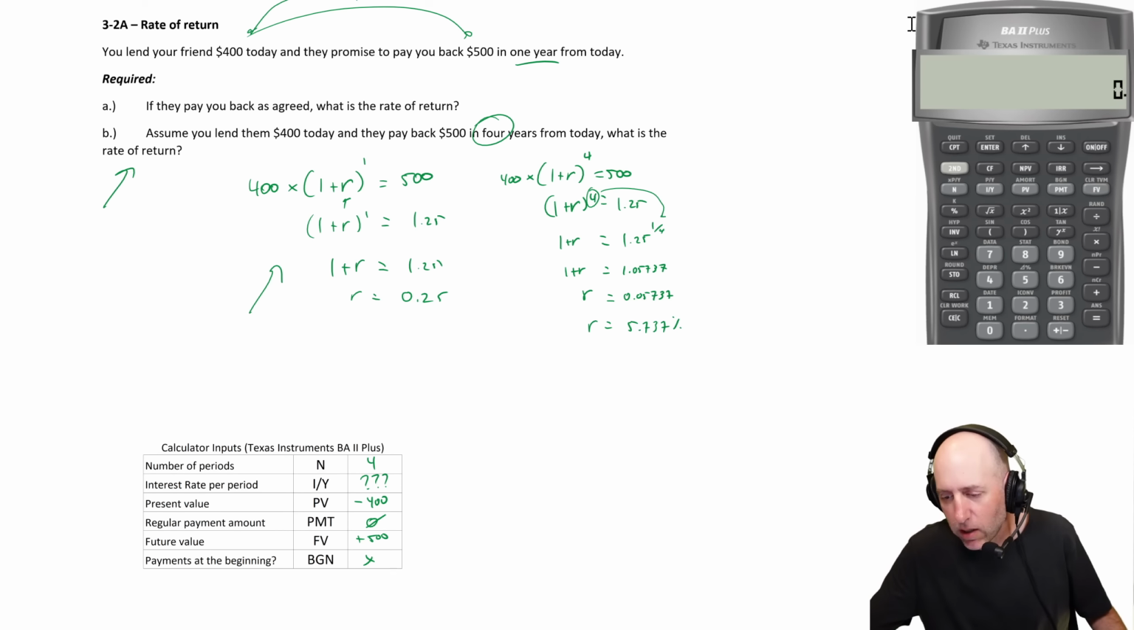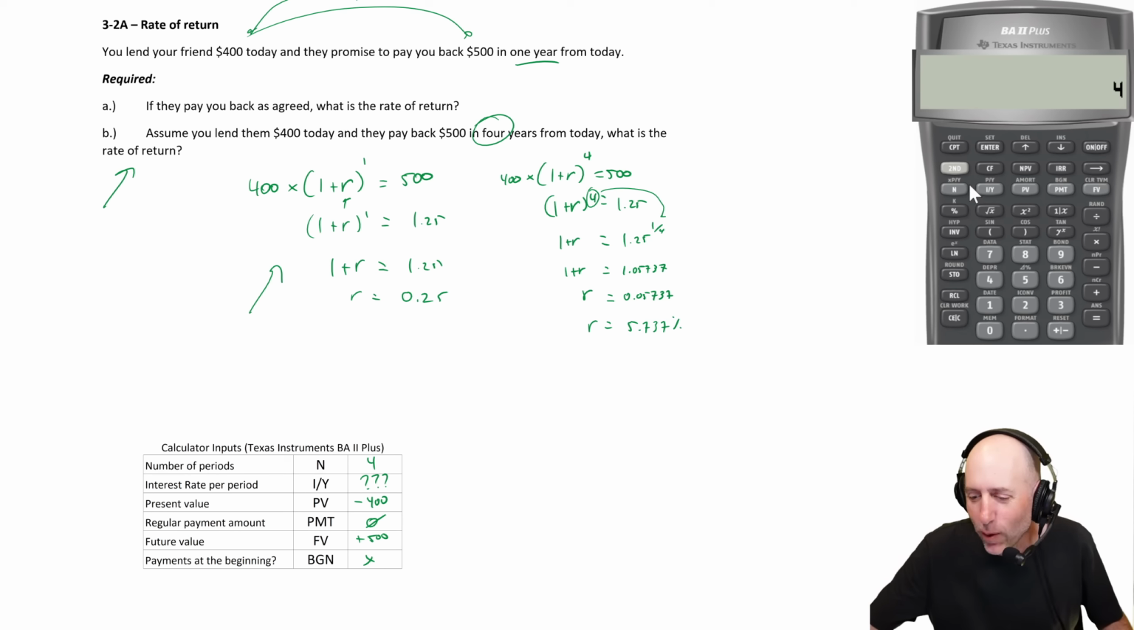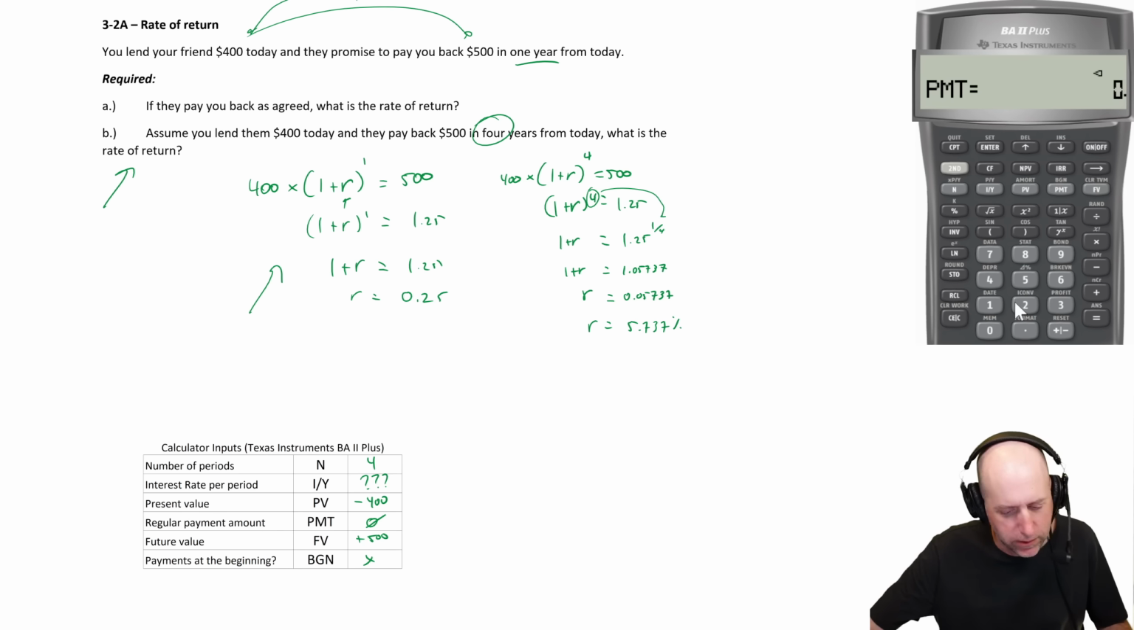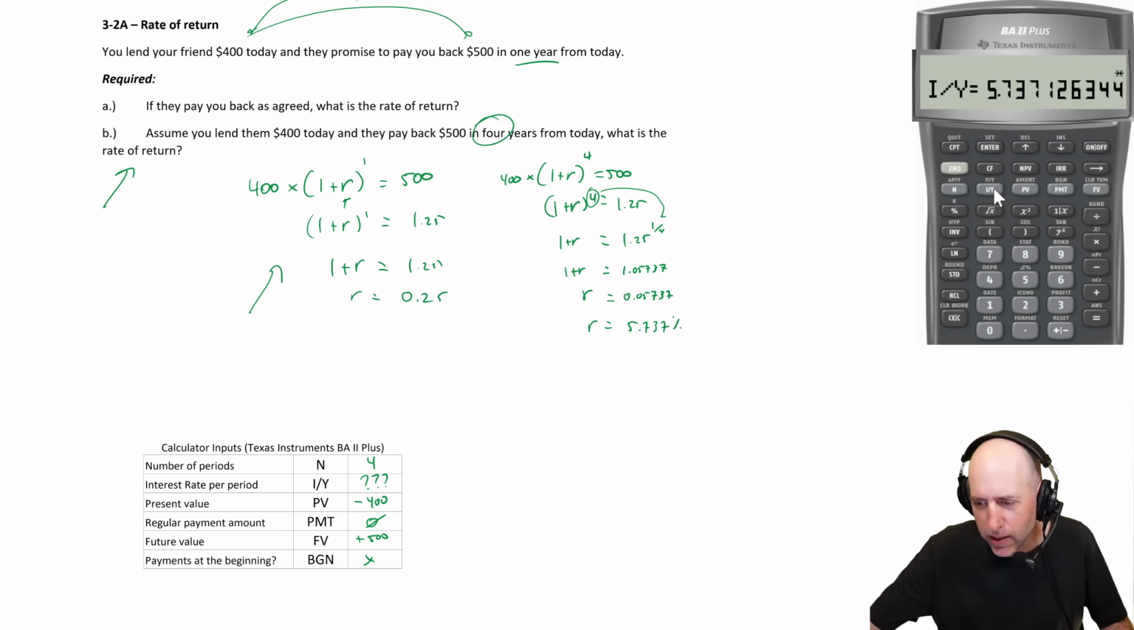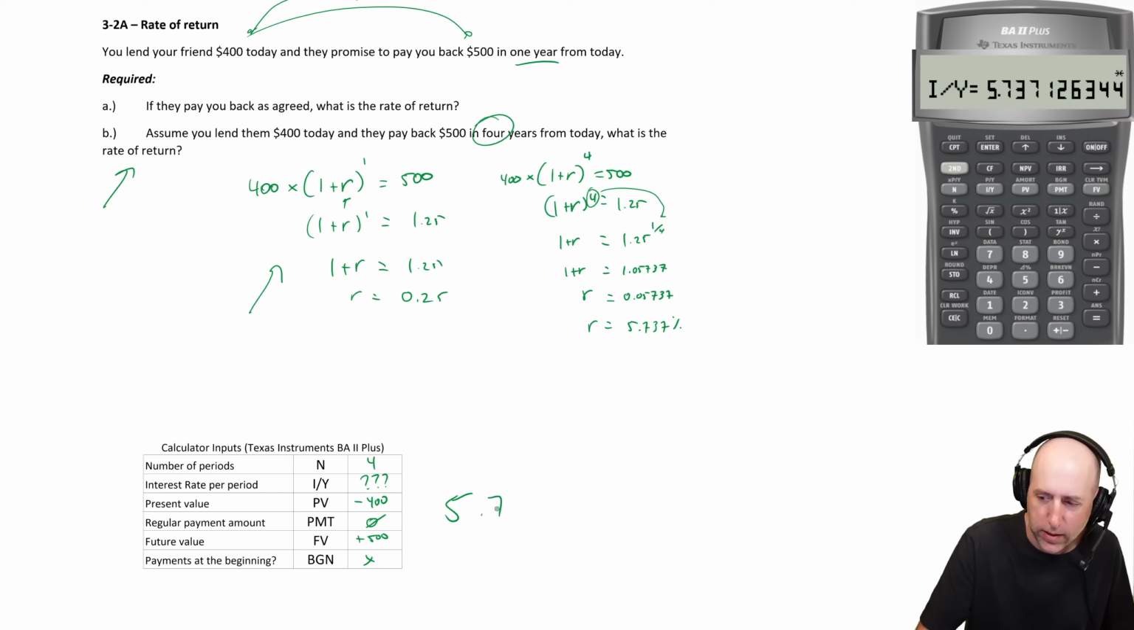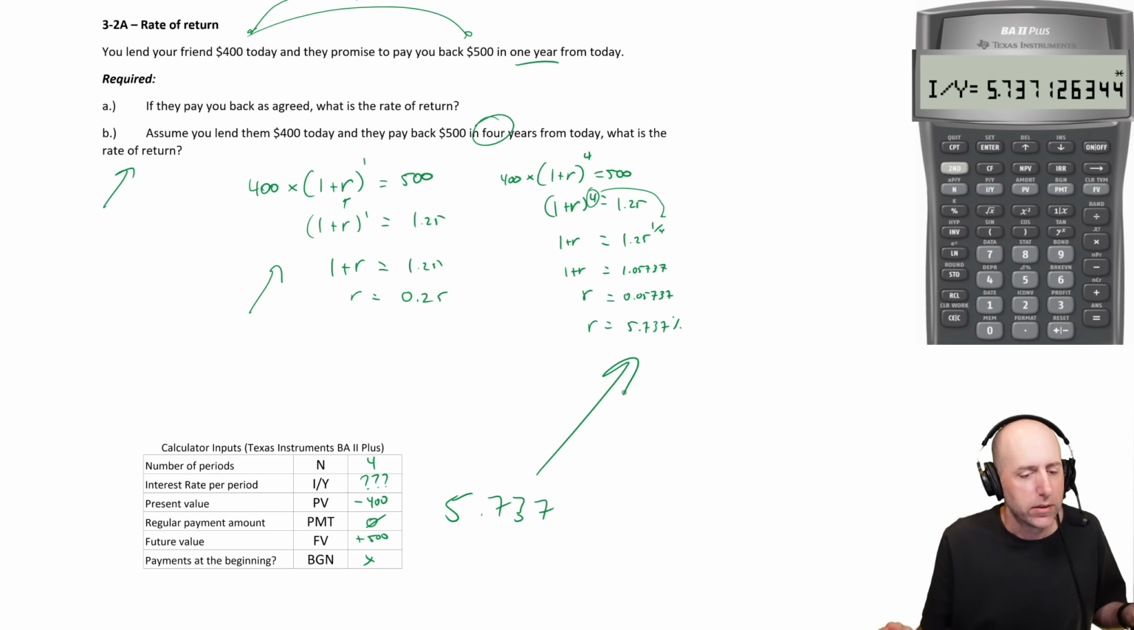Okay, so I clear my memory. I go second function clear TVM. I go second function clear work. I hit the CE/C button a bunch of times. For N, 4. I/Y, I don't know. PV, negative 400. 0 PMT, you don't need to enter that one if you've cleared your memory properly. 500 FV, and then I say compute the I/Y, and I get 5.737. So we solved this one 2 ways.